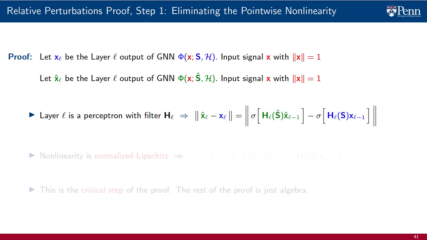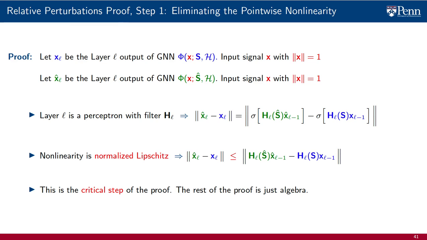This difference can be rewritten in terms of the outputs of the previous layers, X hat L minus 1 and X_L minus 1. It suffices for us to recall that the layer is a graph perceptron composing a pointwise nonlinearity sigma with a graph convolution. We now invoke our assumption that the nonlinearities in the GNN are normalized Lipschitz to bound the difference on the output of the nonlinearity function in terms of its inputs. But the inputs to the nonlinearity are the graph convolutions computed at layer L. Thus, we can bound the difference between the outputs of the two layers L by the difference of the graph convolutions themselves. This is, we recall, the critical step of the proof. It eliminates the nonlinearity from the analysis. The rest is simple algebra.